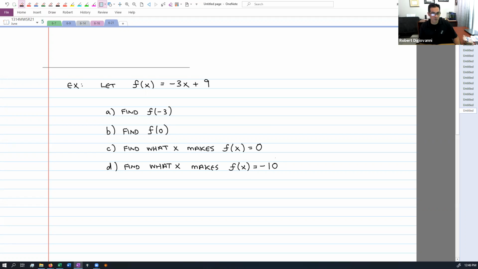Okay, let's go through these, all right? So for the first one, part A, all I have to do is replace x with negative 3. So I go to this function and I replace my x with negative 3. And that gives me negative 3 times negative 3, that's 9. 9 plus 9 is 18. Now the second one says, replace x with 0. So I go negative 3, I plug in 0 plus 9, and that just gives me 0 plus 9. The answer here is 9. Are those first two pretty straightforward? Any questions on those?